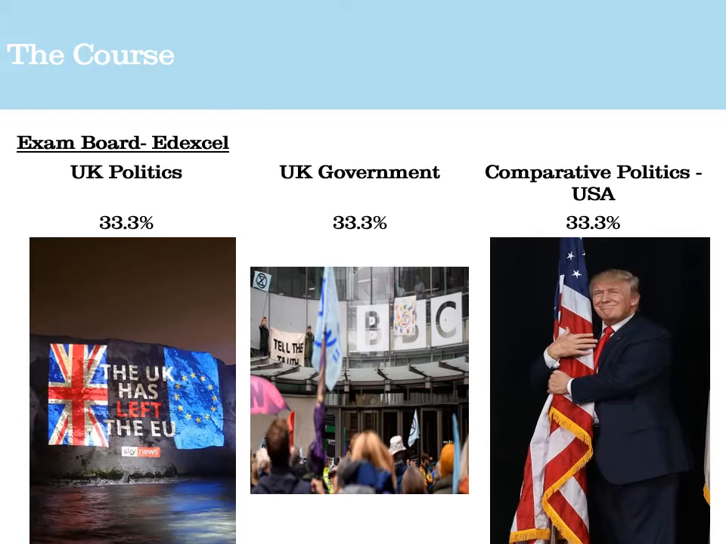You'll also look at political parties, so you'll be looking at the major questions that surround the Conservative, Labour and Liberal Democrat parties, as well as some of the other parties that make up the UK's party system. You'll try and work out whether or not we have a dominant 2-party, 2.5-party, or multi-party system.